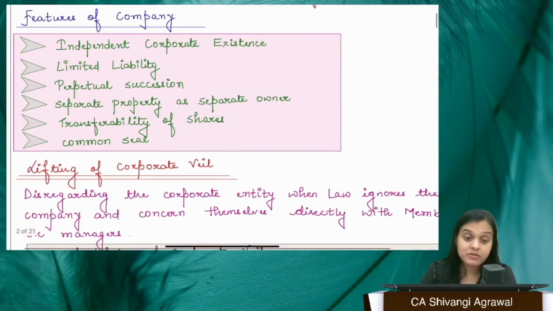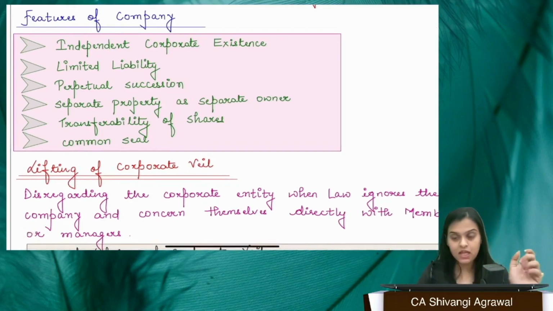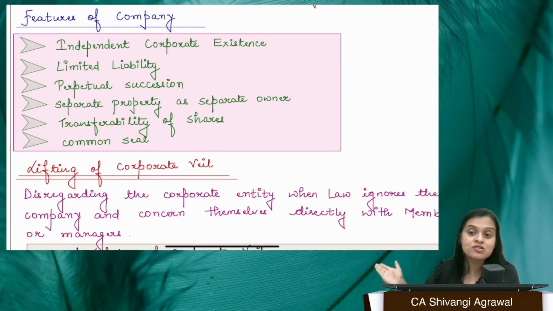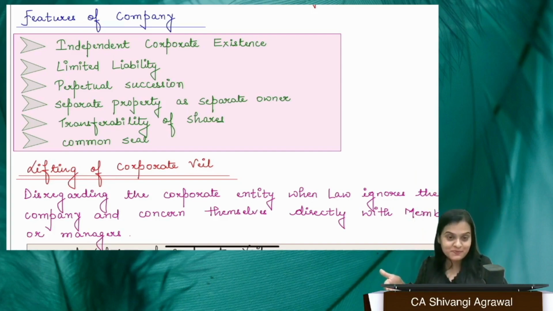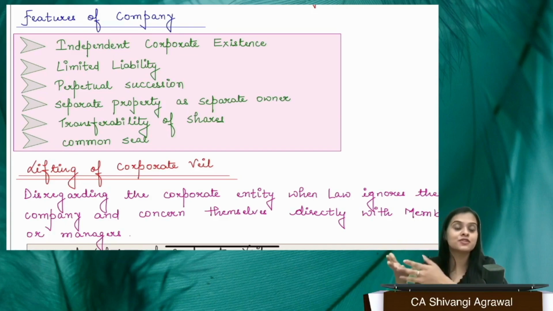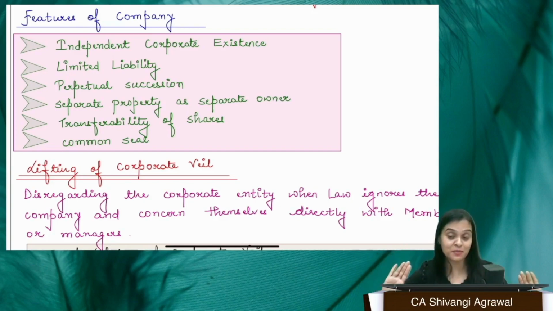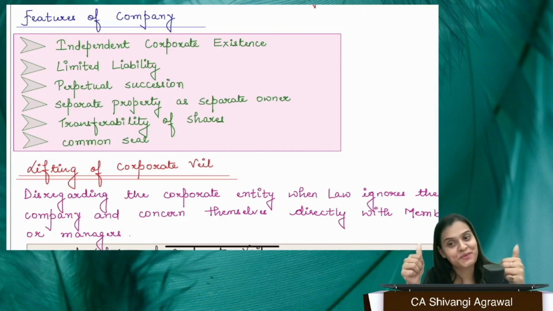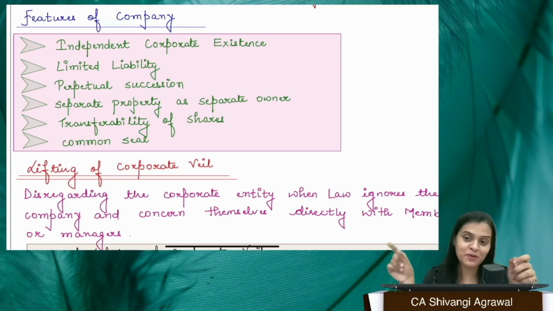Then comes separate property as a separate owner. When a company is a separate person in the eyes of law, it can hold property in its own name. There can be a building which belongs to ABC Limited. If I have formed a company, I started a business, that means I took the efforts to form this company. Now, this company is separate and I am separate. I cannot say that I will take the funds of this company and buy a property in my own name. No, the company will have the property in its own name.